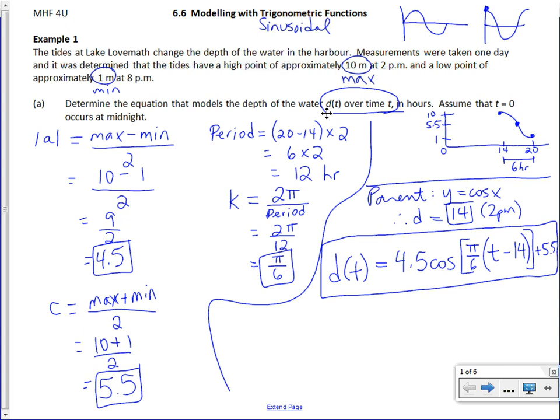All you really need to worry about is doing those 4 steps, right? You find your A, you find your C, you find your K, you choose your parent to then find your D, and then put it all together in your equation. Finish. There's the equation. Any questions? Literally for these questions, this is like step 1, find the model. Step 2, use the model. That's going to be the typical question on your test.